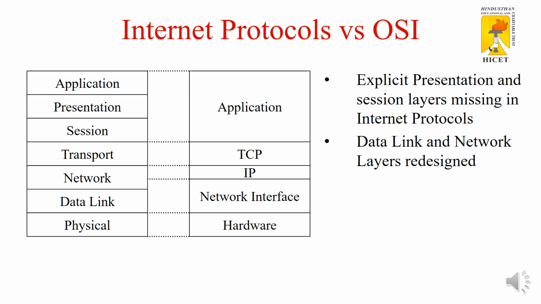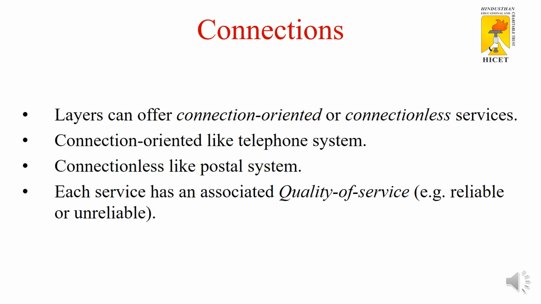This is a comparison of the Internet protocol suite versus the OSI model. The first three layers, application, presentation and session, correspond to the applications. The transport layer is the Transmission Control Protocol. The network layer is the Internet Protocol. The data link and physical layers are the network and hardware interfaces.